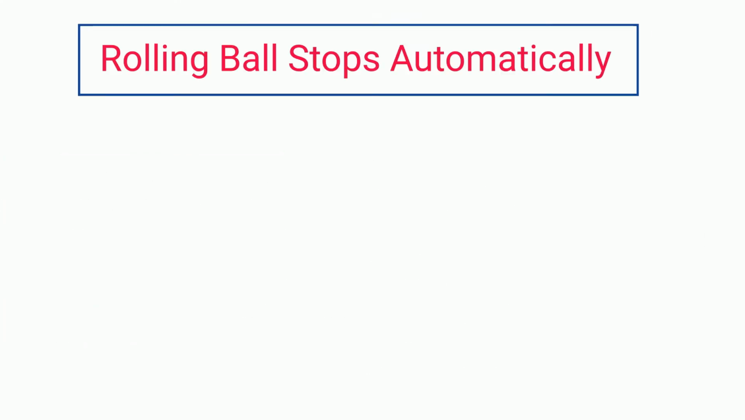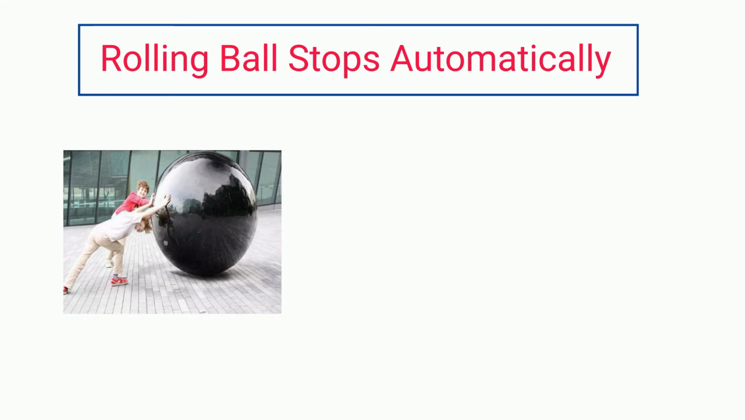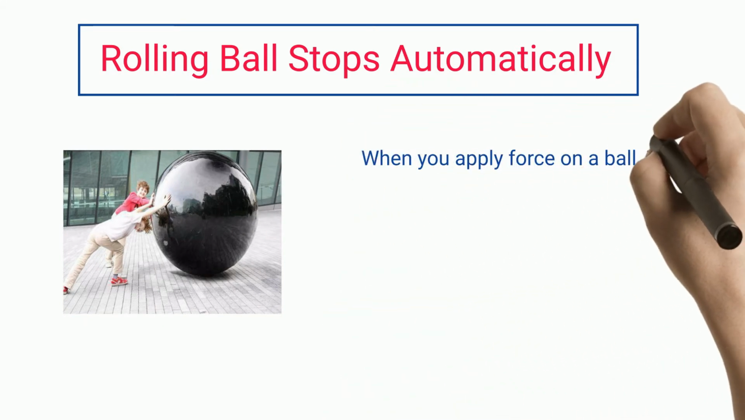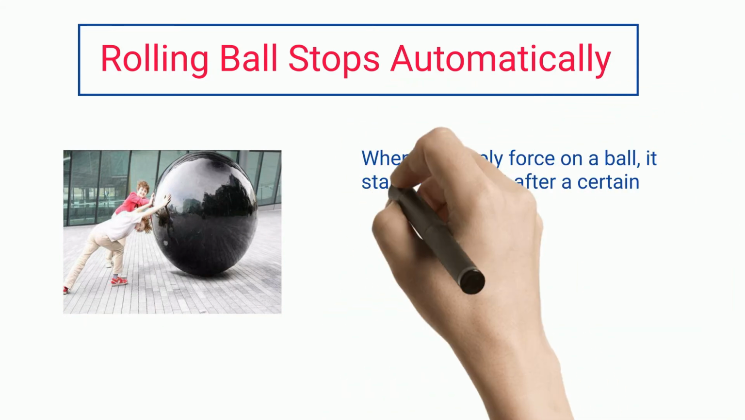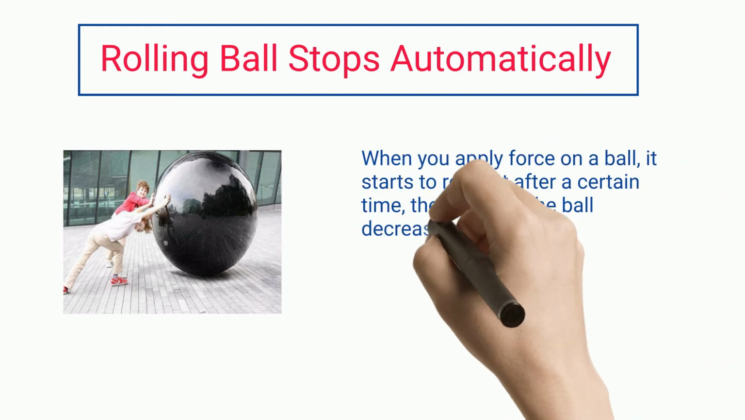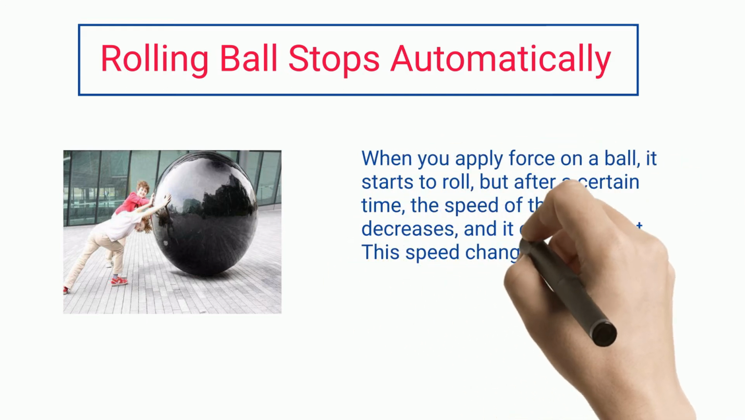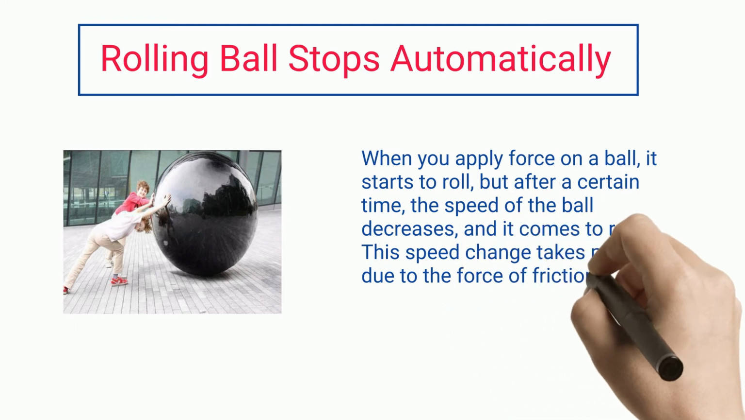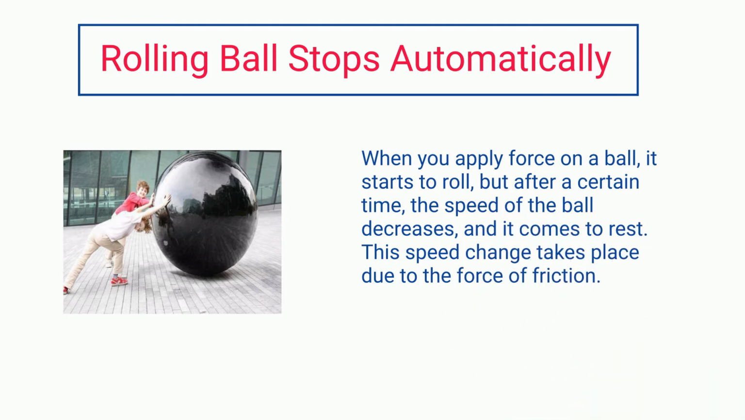Rolling ball stops automatically. When you apply force on a ball, it starts to roll, but after a certain time, the speed of the ball decreases, and it comes to rest. This speed change takes place due to the force of friction.